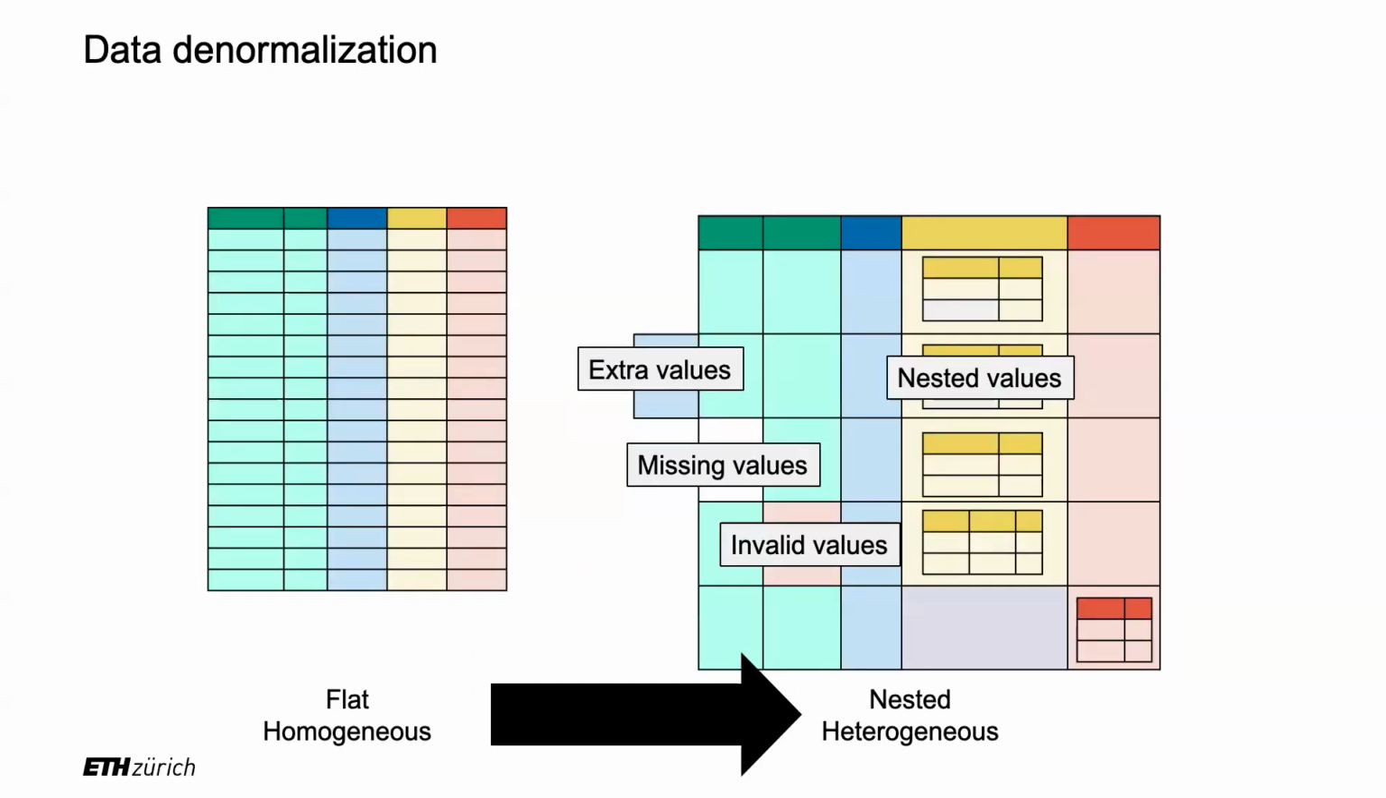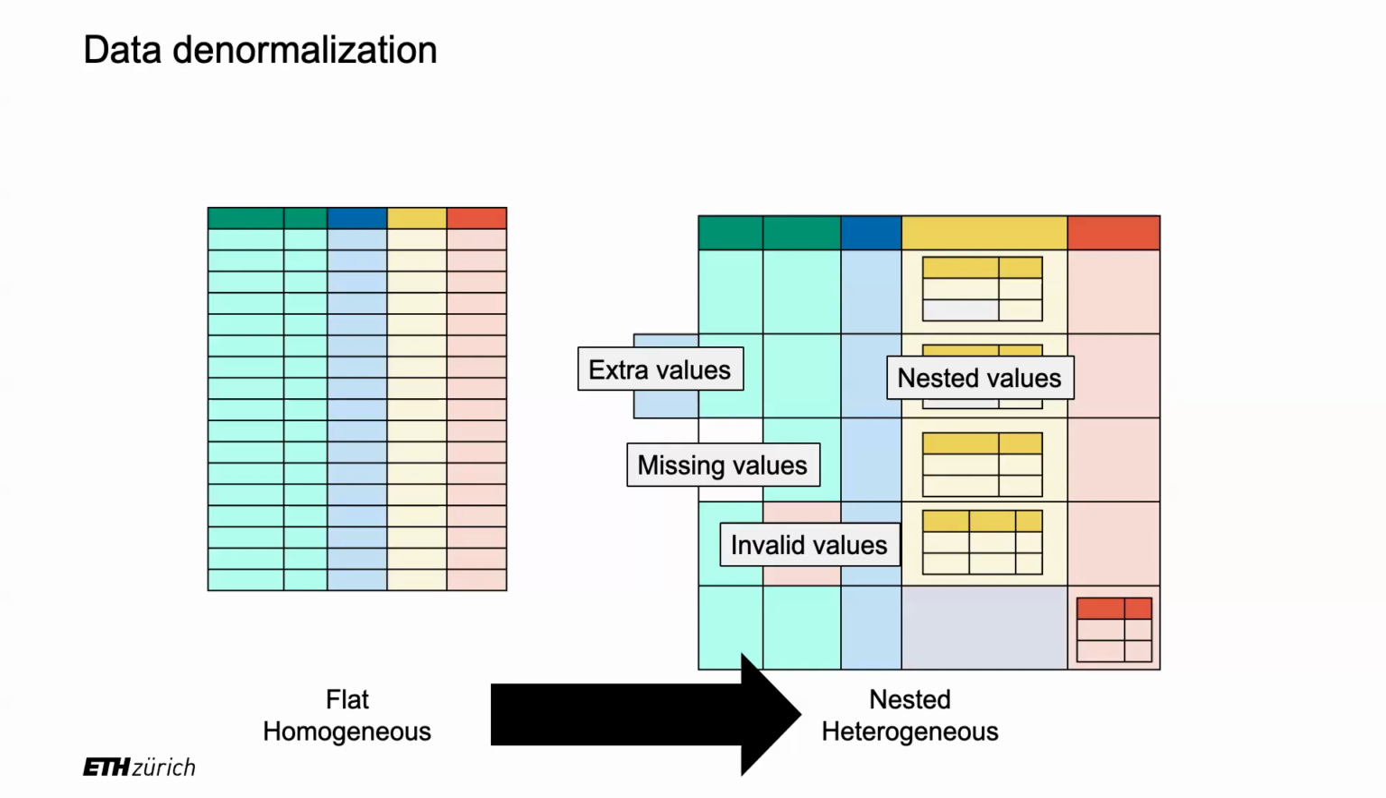In other words, since we're breaking rules, we are moving from the flat, homogeneous, beautiful world of PostgreSQL and SQL and CSV and tables, and we are moving over to an even more beautiful world of nested heterogeneous data. So now I have tables that might have extra values, that might have missing values, that might have invalid values, and that might have nested values. So I'm breaking all 3 rules. Nested values break atomic integrity, first normal form. Invalid values break domain integrity, and missing values and extra values break relational integrity, right?